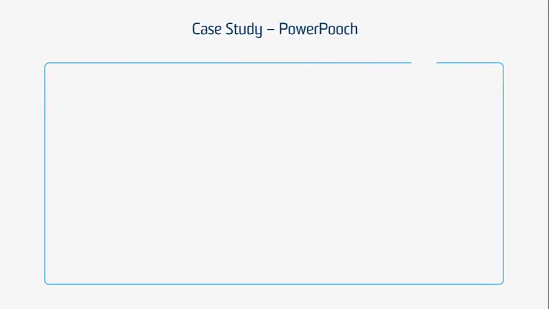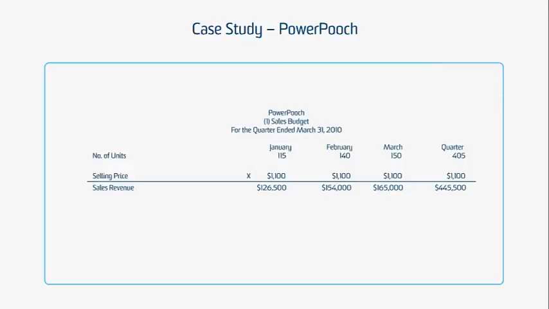So we're starting off. Firstly, we're going to calculate the sales budget for PowerPooch. The first line we need is the number of units that they're going to sell each period that they've budgeted for. Given to us in the question, January they're going to sell 115, February 140, and March 150. A quarter is just the total of those 3 months.